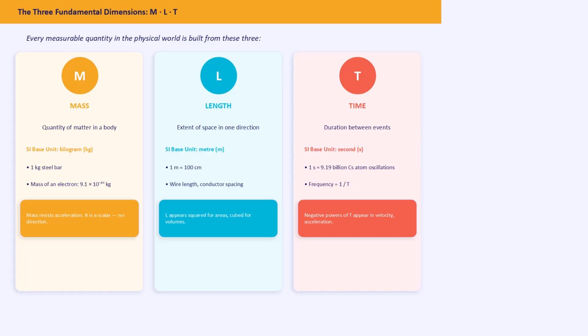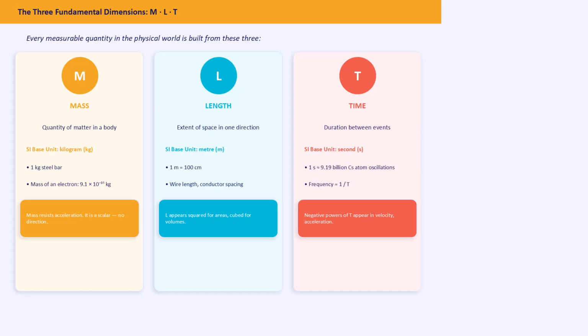Let us now look at each of the three fundamental dimensions individually. Mass, represented by M, measures how much matter is present in a body. Its SI unit is the kilogram. Mass is a scalar quantity, it has no direction. Importantly, mass resists acceleration. The more mass an object has, the harder it is to change its velocity.